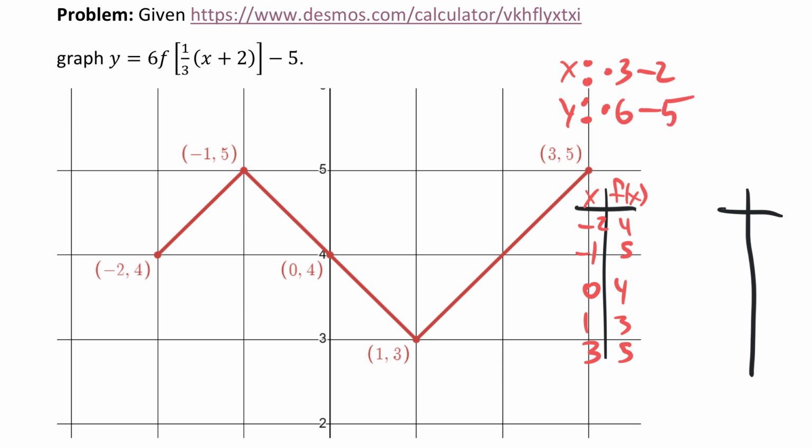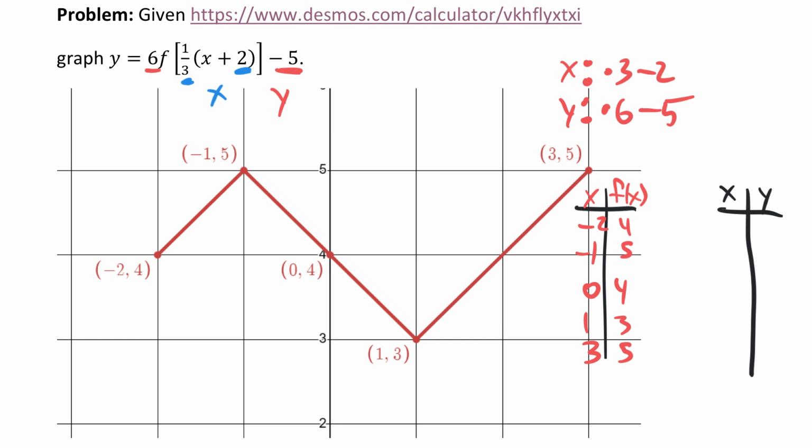So each one of these affects different values. The 6 and the -5 affect the y values. The 1/3 and the 2 affect the x values. We have to do the multiplication first, always, then the addition or subtraction last. And the things inside the x have to be flipped around. So the 1/3 becomes a times 3, and the plus 2 becomes a subtract 2. All right, so if you messed up some of those, pause the video and see if you can adjust your table of values to make sure it's got all the correct values.